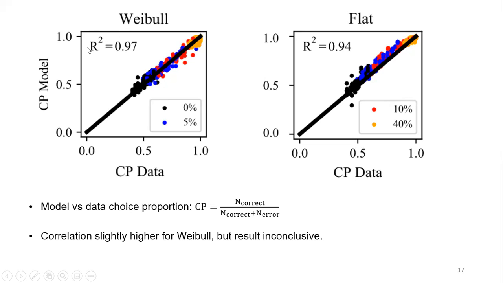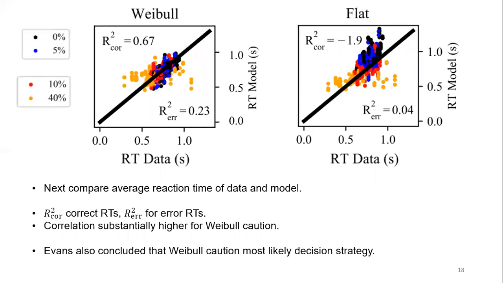Lastly, we report correlation coefficients for each of these to see how close they are to actually getting the right result back. What we find is that the results from just looking at the choice proportion are fairly inconclusive. The Weibull has a slightly higher correlation coefficient of 0.97, but it's not enough to really draw a conclusion from this. So after looking at the choice proportion, we went one step further and looked at the reaction time values.